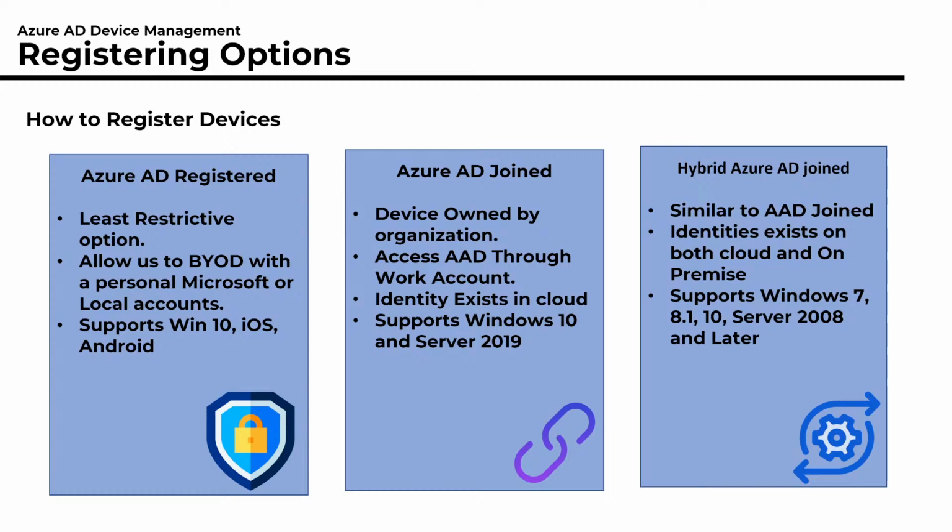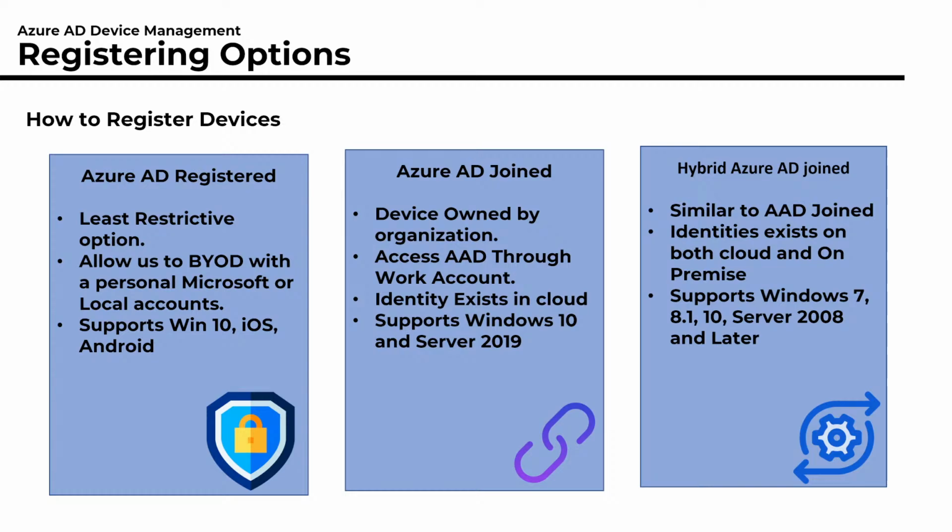So Windows 7 or 8.1 or Windows 10 desktop operating systems, or the server operating systems, starting from Windows Server 2008, or 2012, 2016, 2019. All these Windows desktop and server operating systems will be supported in the hybrid Azure AD join.